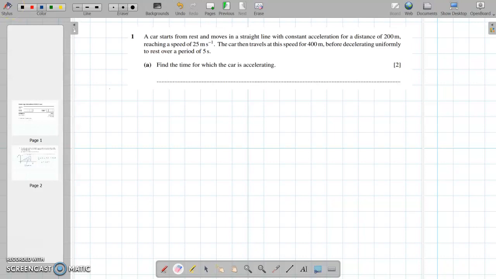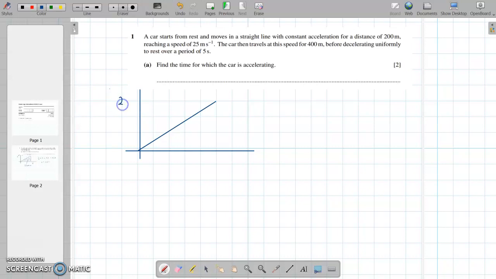Okay, find the time for which the car is accelerating. Let's think what's happening. Let's just do a little sketch of a velocity time graph, just the first bit when it's accelerating, where it's starting from rest. So it starts from rest and it has a constant acceleration, so straight line. There you go. And it reaches a speed of 25.